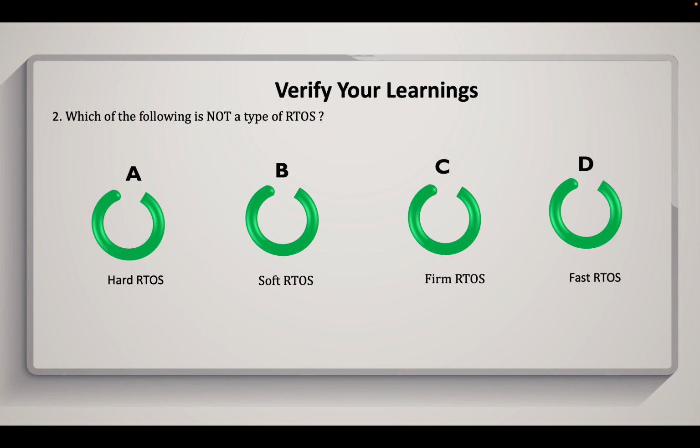Second question: which of the following is not a type of RTOS? Hard RTOS, soft RTOS, firm RTOS, fast RTOS. The odd one is fast RTOS. That is not a type.